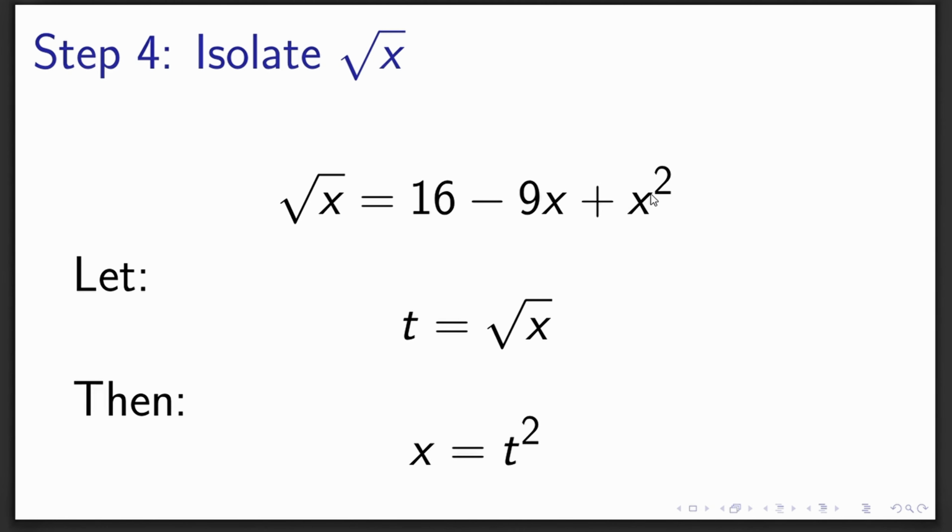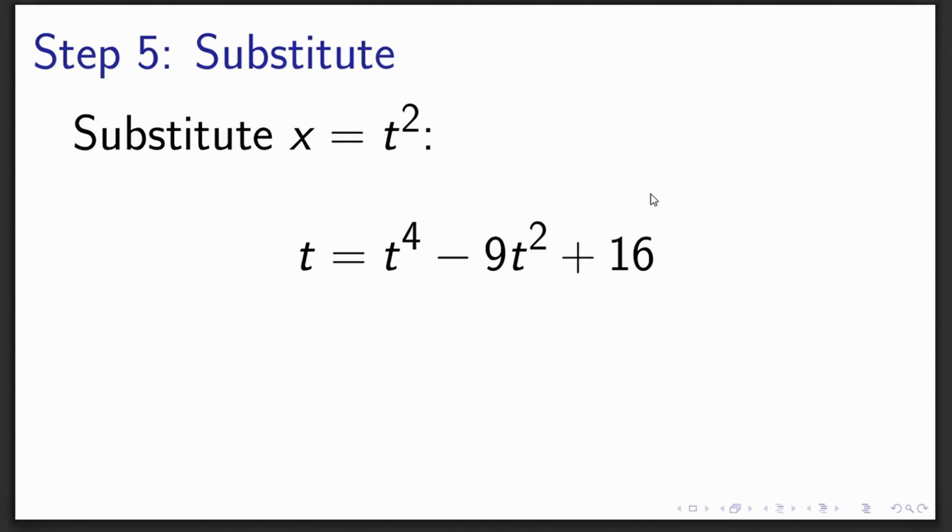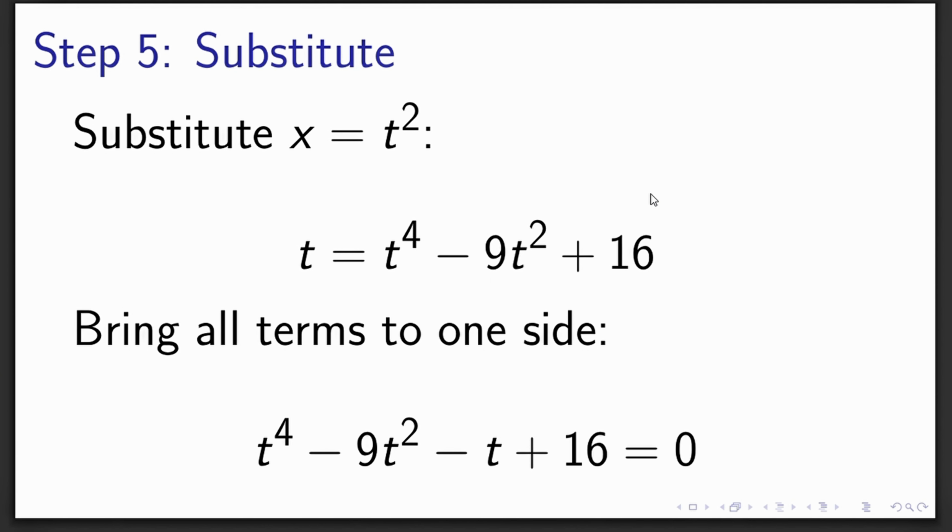Now we can let t is equal to root of x. This means x will be equal to t square and x square will be equal to t power 4. When I substitute the value, I'm going to get t is equal to t power 4 minus 9t square plus 16. Now I can rearrange the terms. When I do that, I'm going to get t power 4 minus 9t square minus t plus 16 is equal to 0.